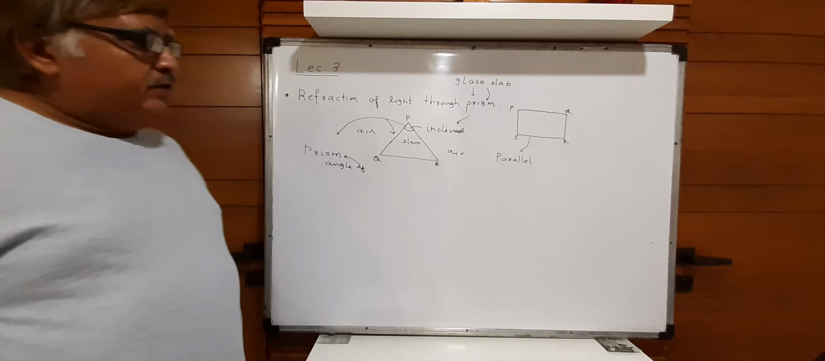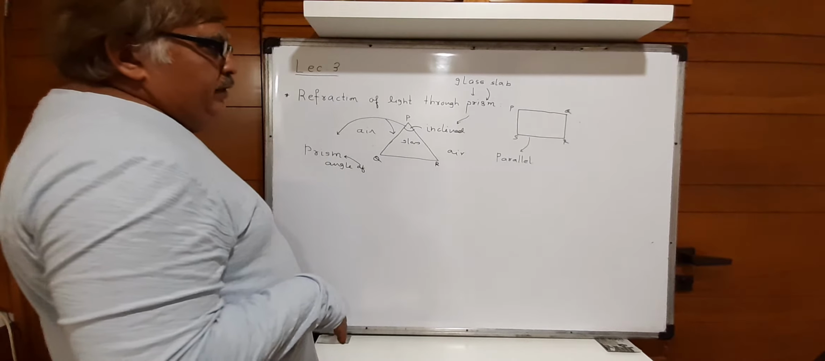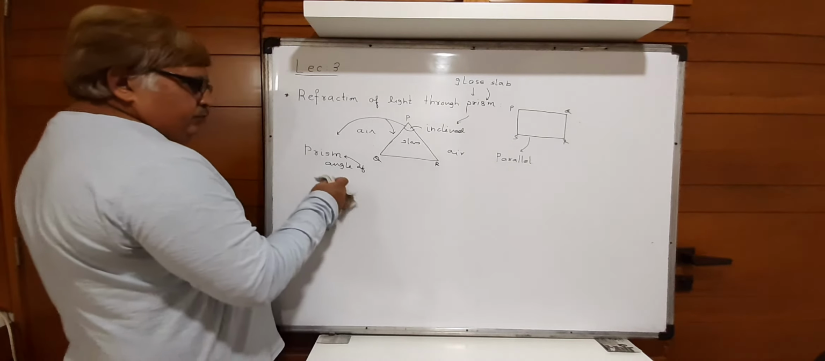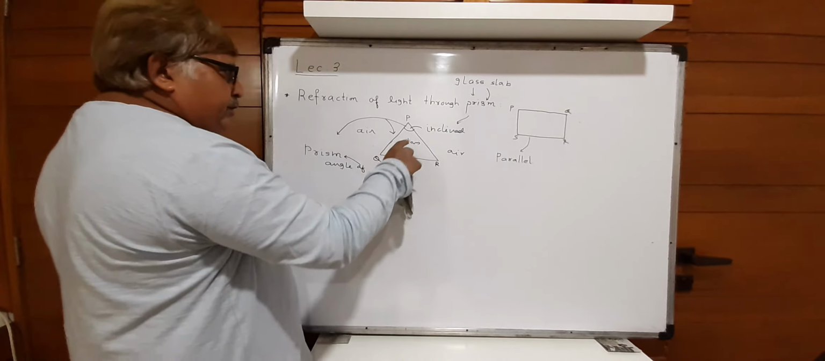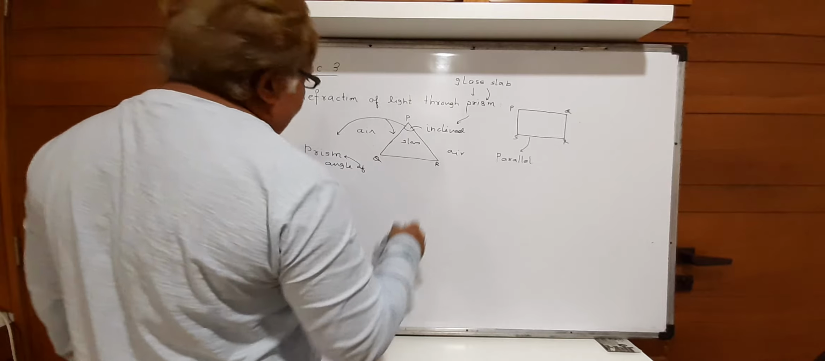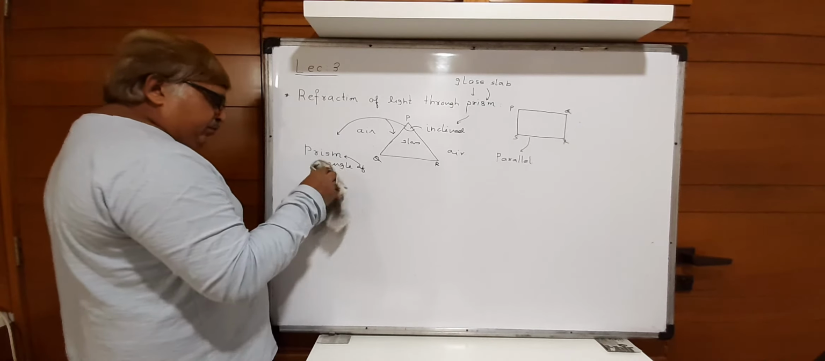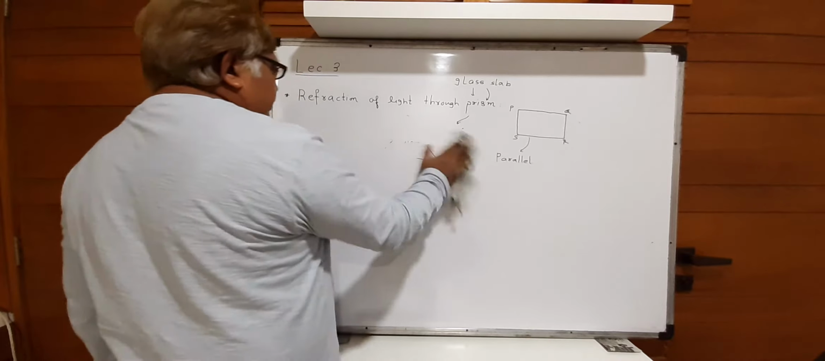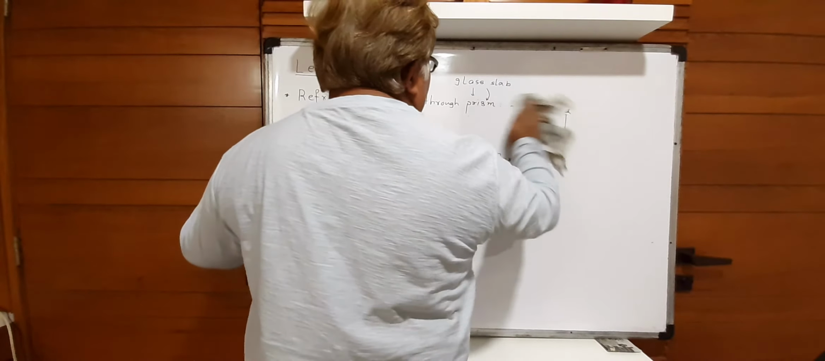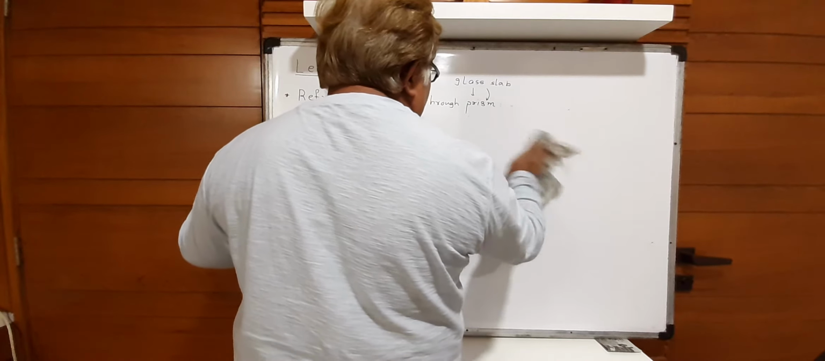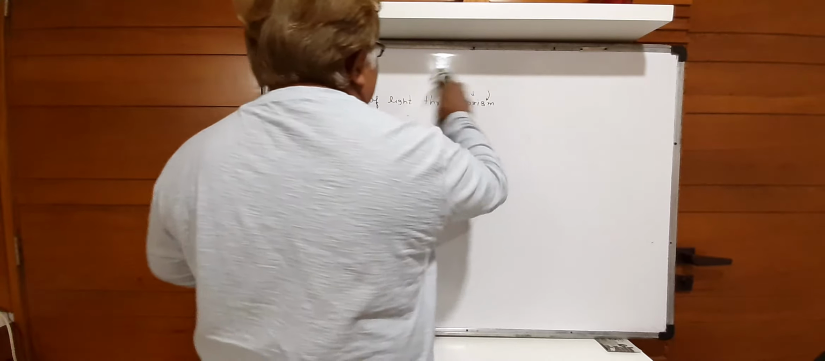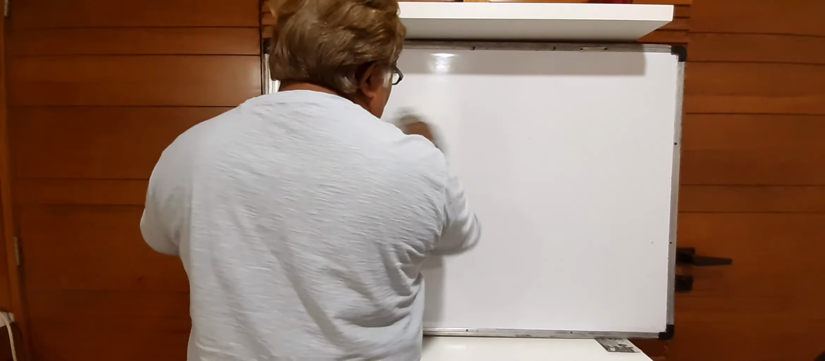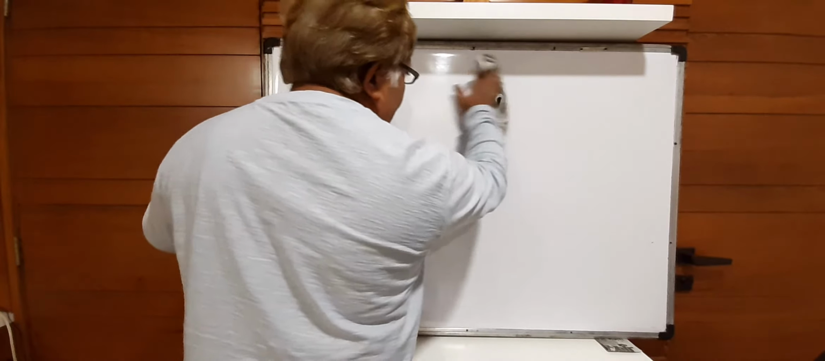So let us try to understand the refraction of light through prism. You must have understood why I explained the necessity and essentiality of this topic. Let us try to understand one experiment of prism. One activity regarding glass slab we have already studied, if you can remember. Now we are studying the activity of refraction of light through prism.